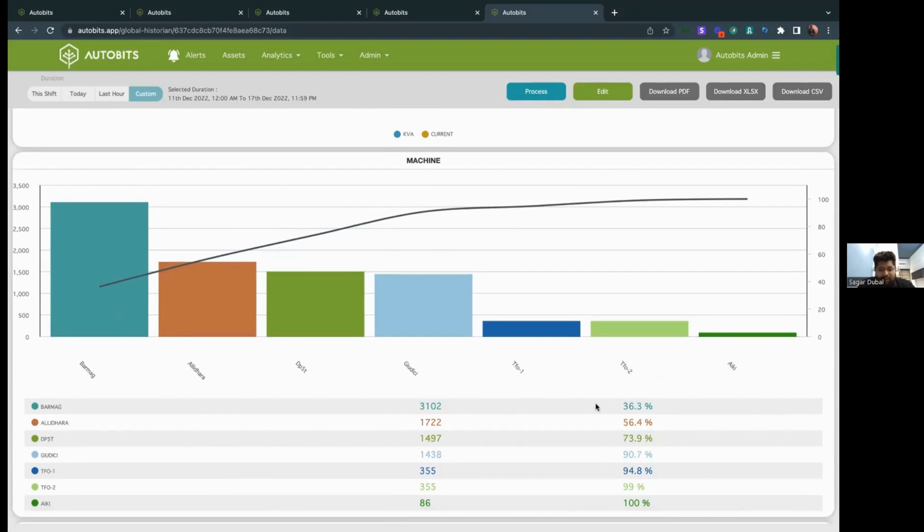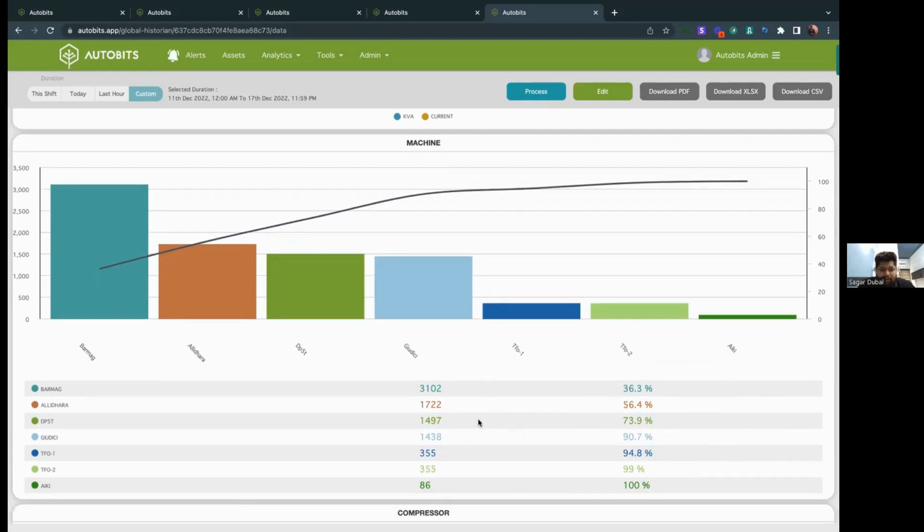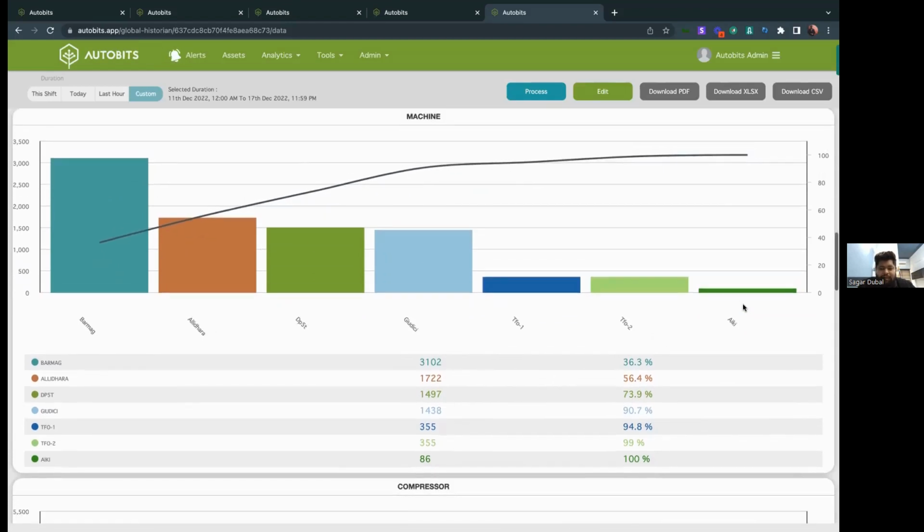So 36%. So now the maximum was my Burma. It consumed this much of power. So 3,000 units were consumed just by this machine. Okay. So around 45% of my power was consumed. So 36% over here was consumed by Burma. Then Alidra is the next biggest power consumption over here. So I can see which machines are consuming more power. And once I see this report every few days, I will know where there is a problem.